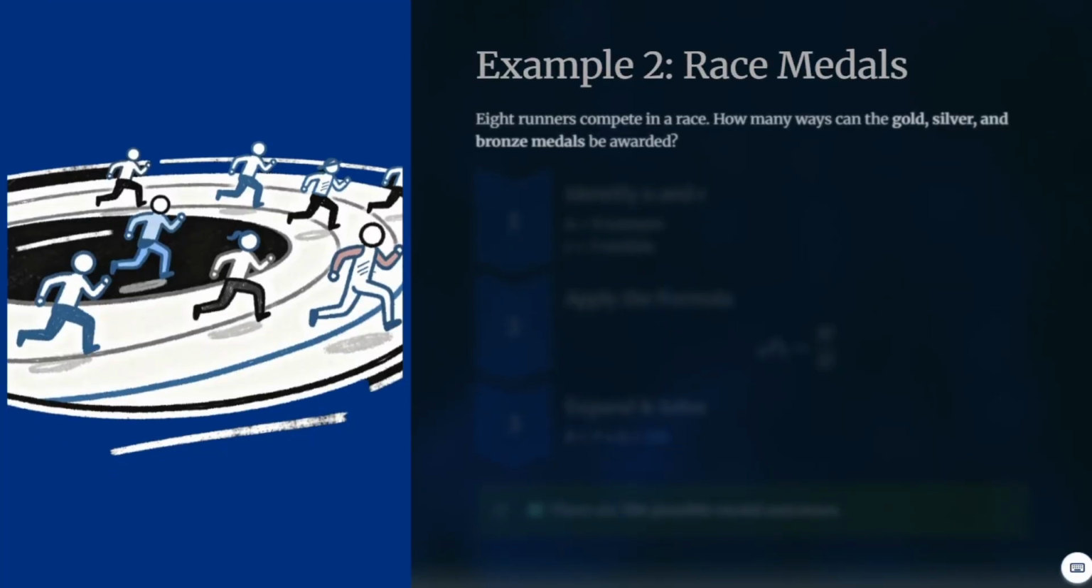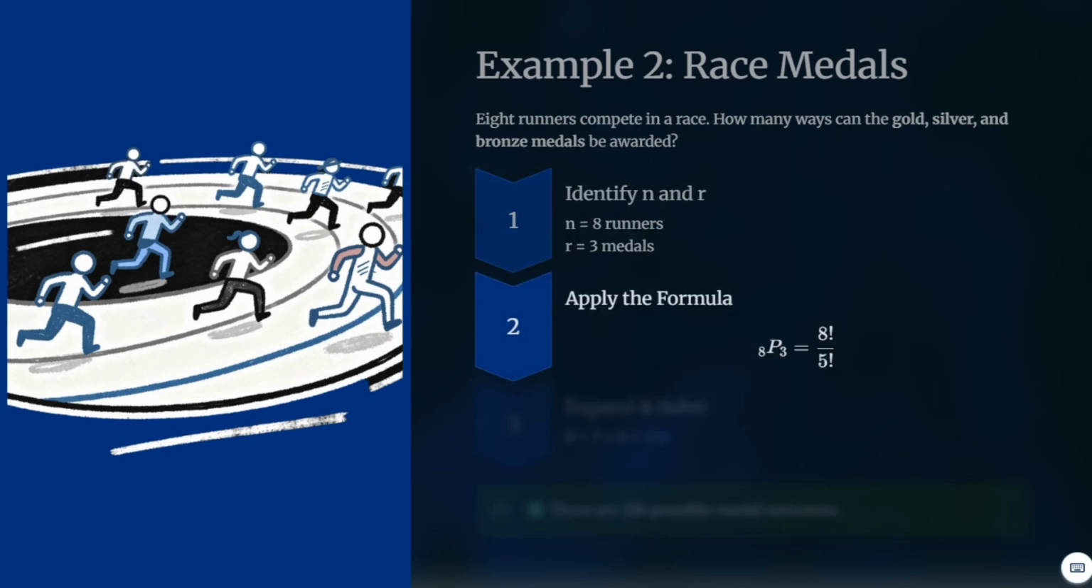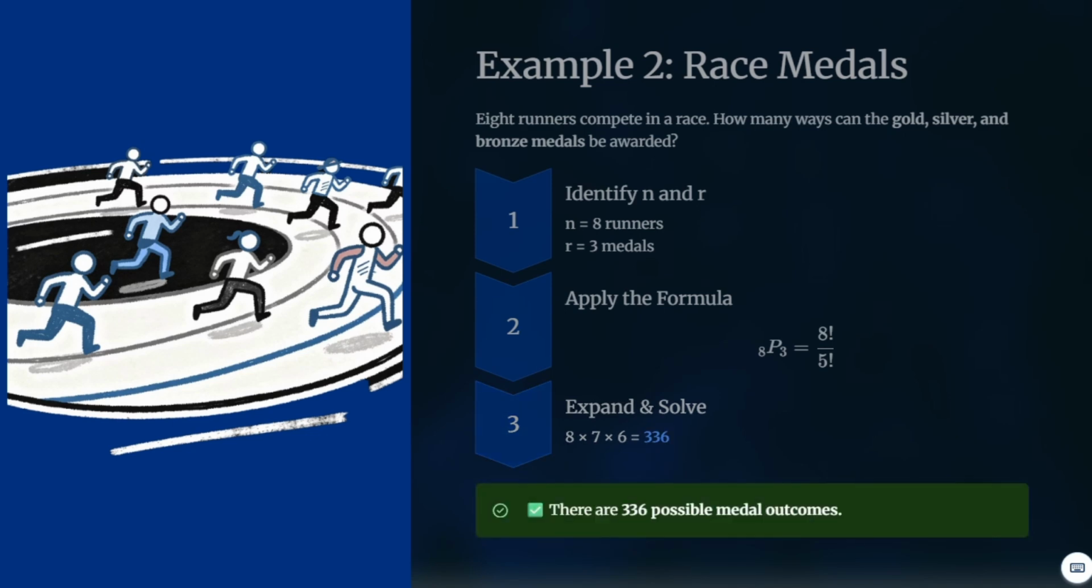In this next example, 8 runners compete in a race. How many ways can the gold, silver, and bronze medals be awarded? Now N equals 8 because there are 8 runners, and there are 3 medals to be awarded, so R equals 3. Applying the formula, 8 permute 3 will be equal to 8 factorial over 5 factorial. And if we expand and solve, that will be equal to 8 times 7 times 6, which is 336 possible medal outcomes.